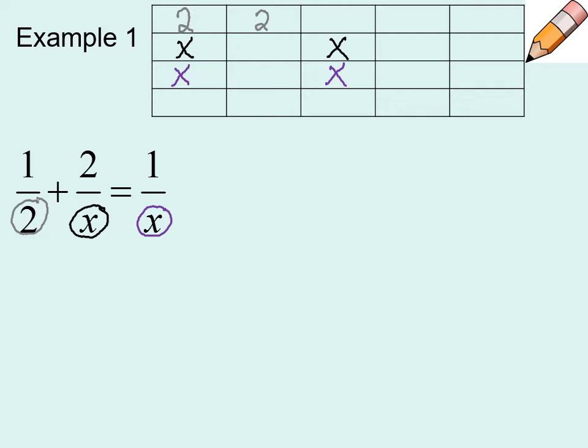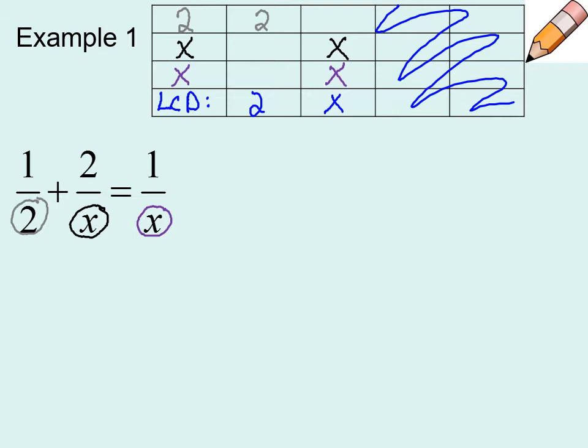Next thing I like to do is find my least common denominator. So I'm just going to bring those down. I have a 2 and an x. These ones are not going to be needed in this case. So my LCD is 2x.